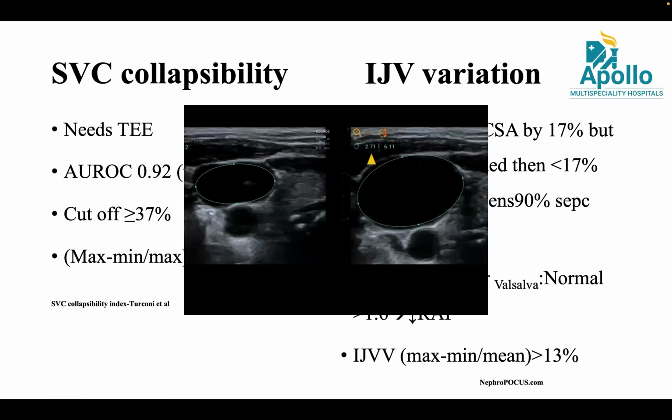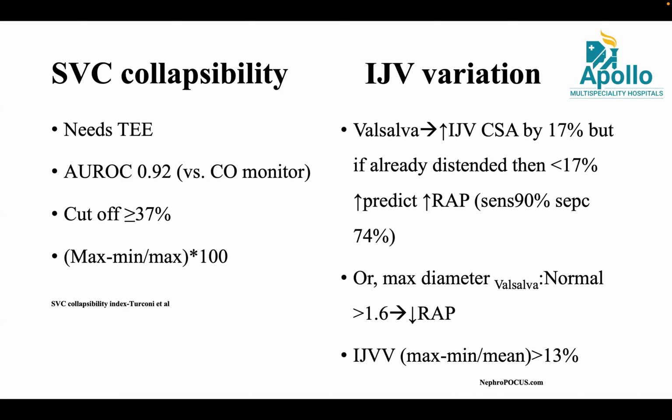Just remember, if there is an increase in surface area, it means the IJV can accumulate more volume, which means it is not volume distended. But if it is not getting distended, it is already distended to its maximal capacity, and therefore it is volume repleted or volume overloaded. So if the IJV cross-sectional diameter variation is increasing by 17%, it can indicate hypovolemia with a moderate sensitivity and specificity. Not so much accurate, but you can use it.